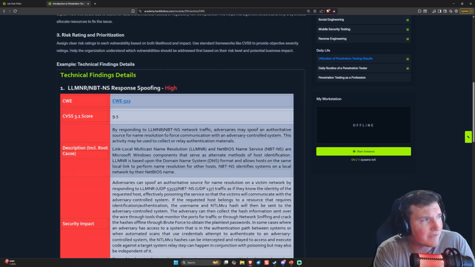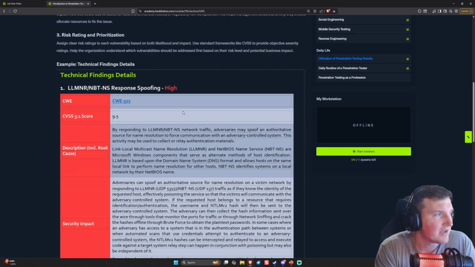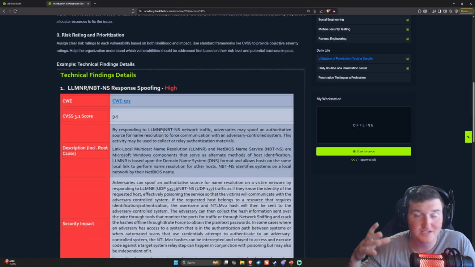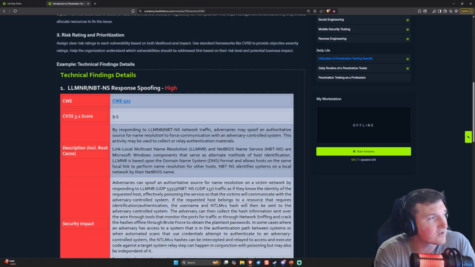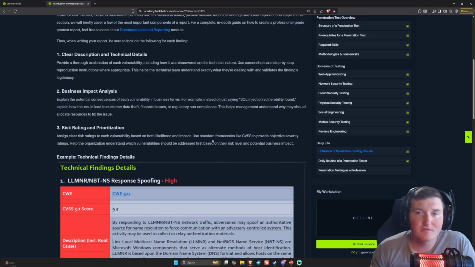By responding to LLMNR, NBT-NS network traffic, adversaries may spoof an authoritative source. That's great for the security person that's going to read this, because they'll know what that means, right? LLMNR, it's the old protocol that allows you to listen in. So they're using Responder, is what they're saying. And so that's great. What they're saying here is all this blah, blah, bull crap, right?